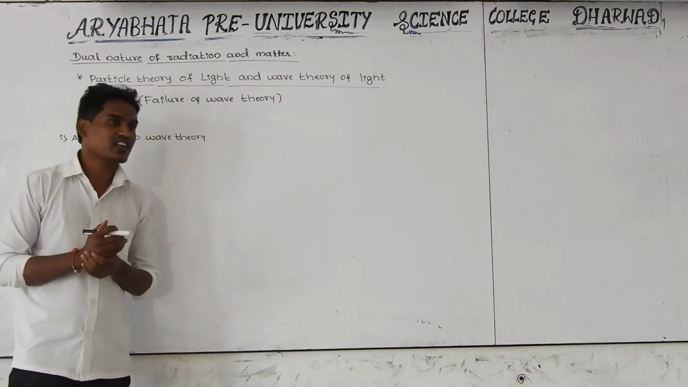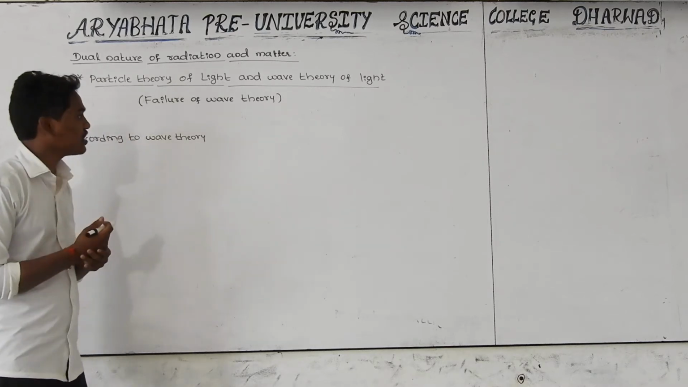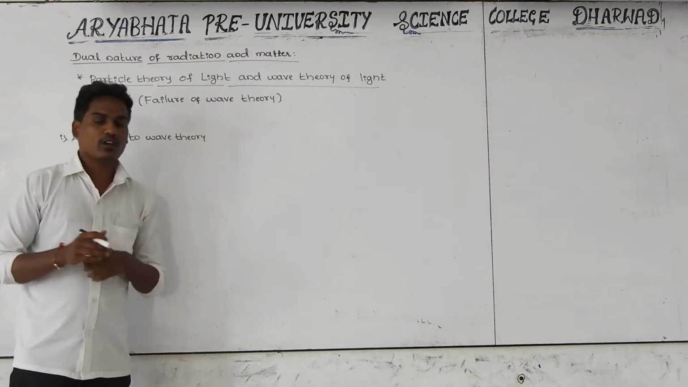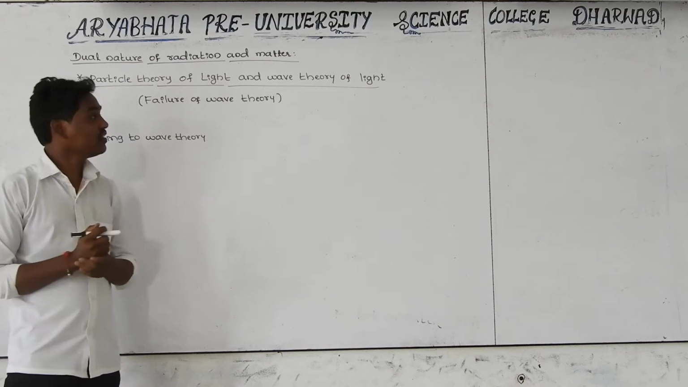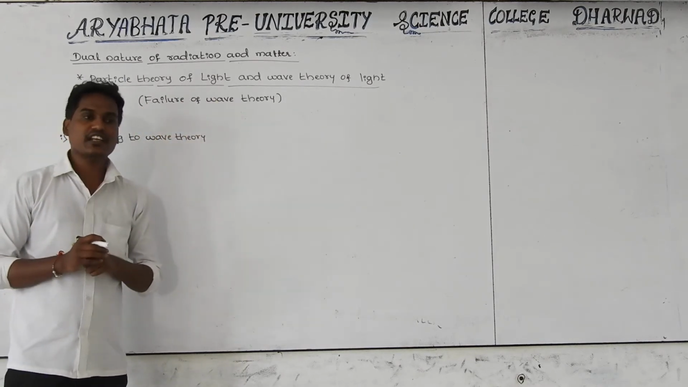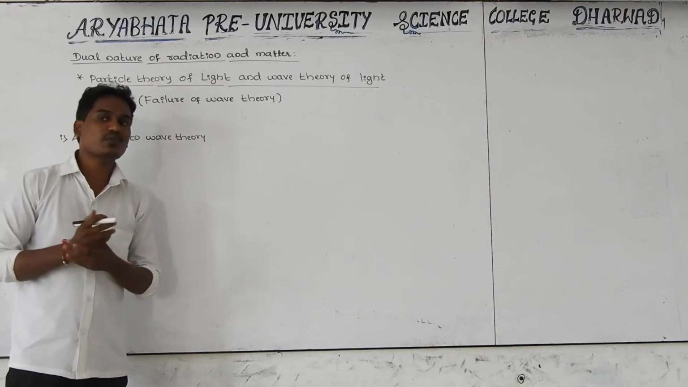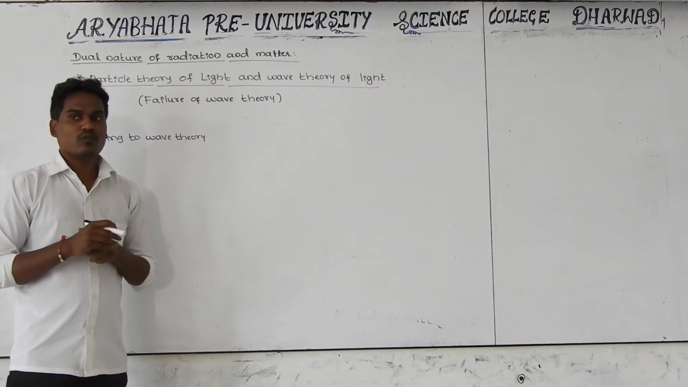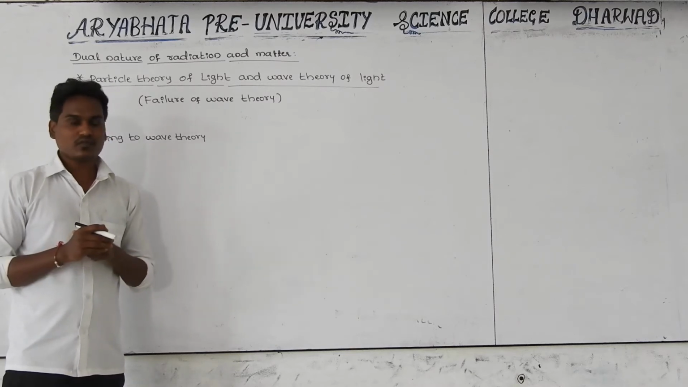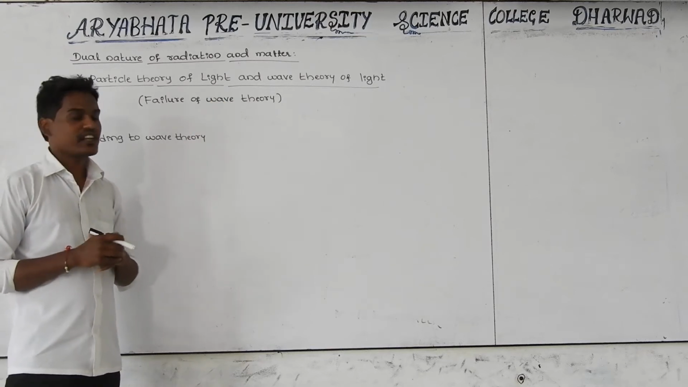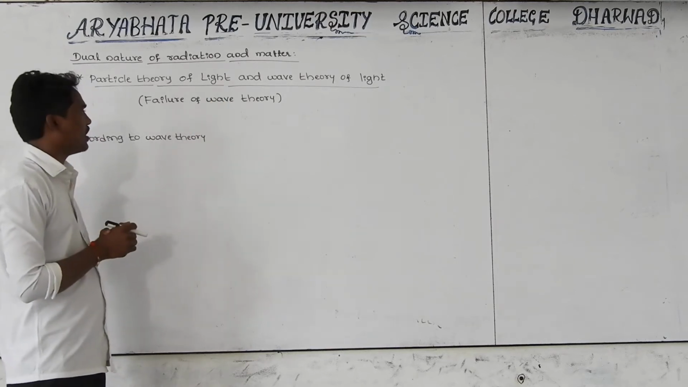Some of the reasons cannot be explained by using wave theory. What are those reasons? This concept is also called the failure of wave theory. Wave theory cannot explain some terms or some reasons why those things are happening. That is not explained by using wave theory. That's why this theory is called the failure of wave theory.